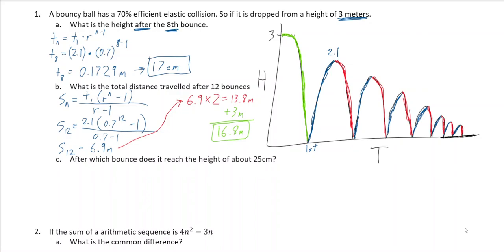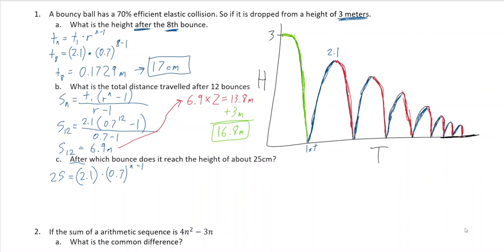Okay, after which bounce does it reach a height of about 25 centimeters? Okay, so now we're going to work a little bit backwards. So it's still after a bounce, which is nice because then we can keep it all the same. So 25 instead of the Tn. T1 is 2.1. R is the rate, so that's the 0.7. And then the n minus 1.